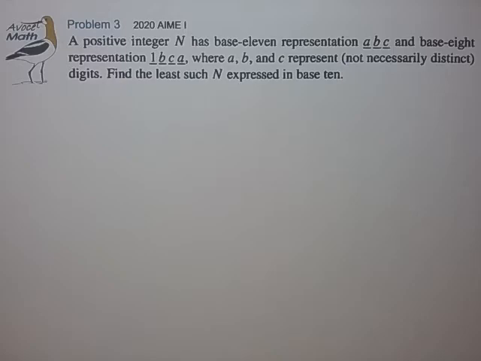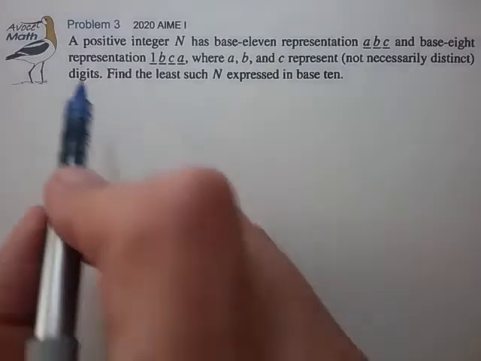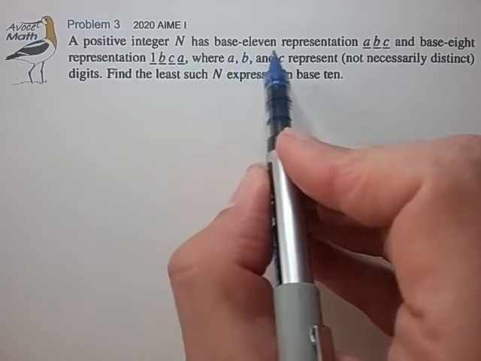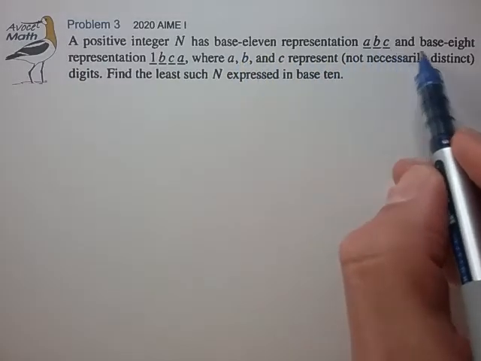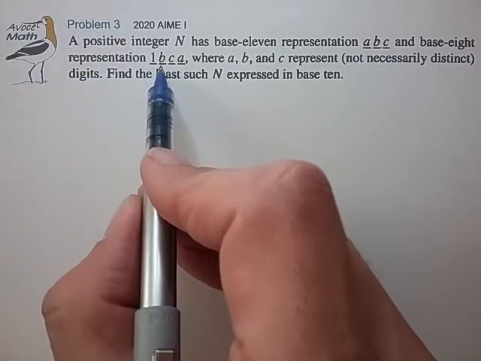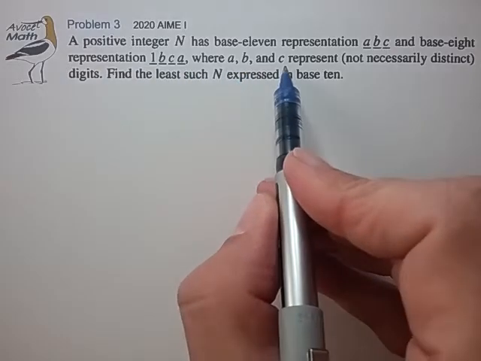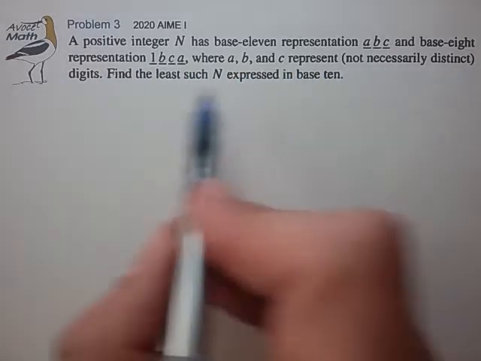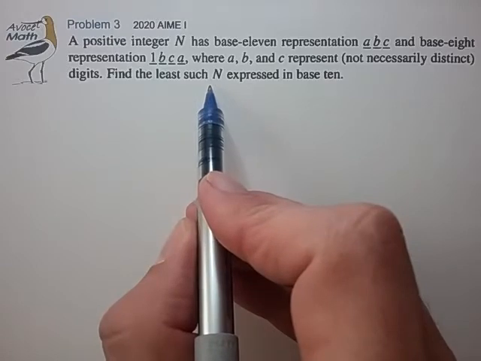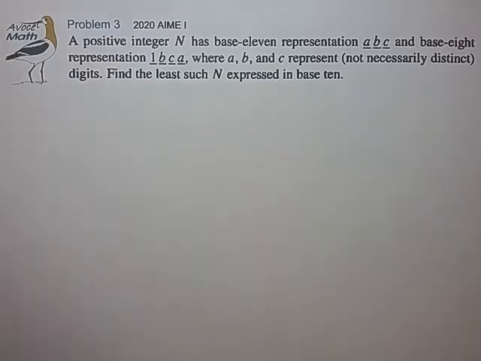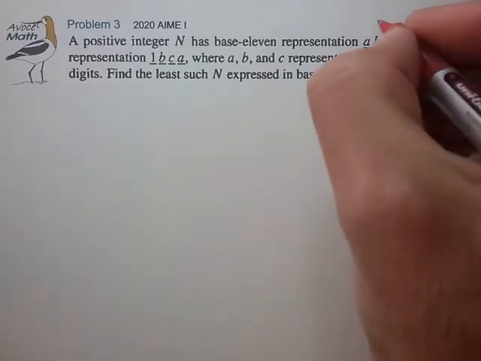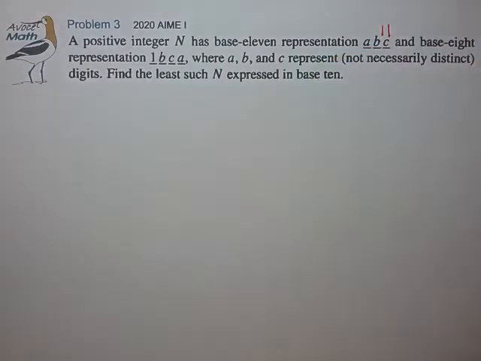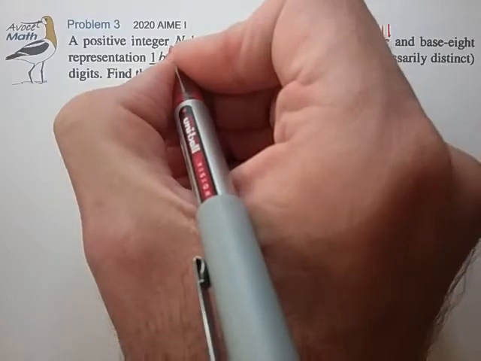Hi, this is problem 3 from the 2020 AIME 1. A positive integer n has base 11 representation ABC and base 8 representation 1BCA, where A, B, and C represent not necessarily distinct digits. Find the least n expressed in base 10. Okay, so we have this first number in base 11, and we have this second number in base 8.